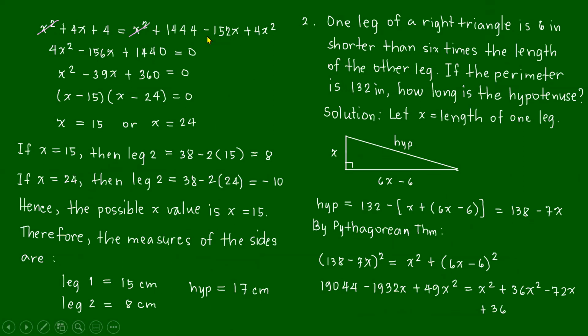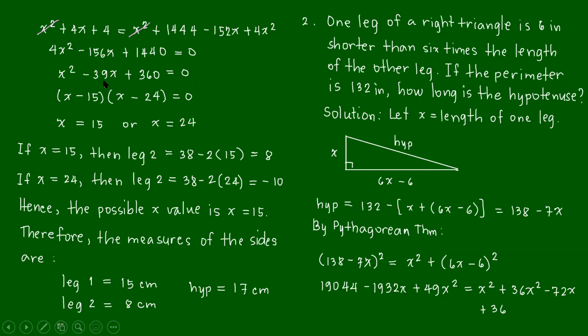152x. That is negative because the middle term is negative. The second term is negative, so plus 4x squared. Let's simplify. X squared is cancelled. So transpose everything to the right: 4x squared. Then negative 152x minus 4x is negative 156x. 1444 minus 4 is 1440, equals 0. Divide by 4, we get x squared minus 39x plus 360 equals 0.